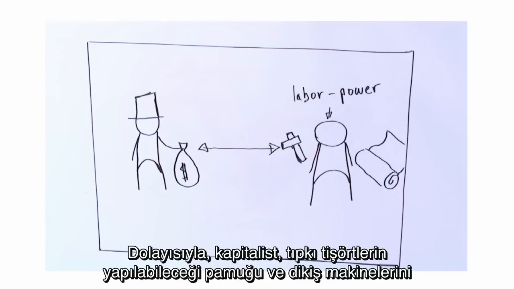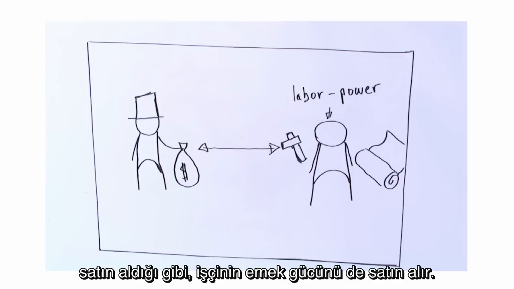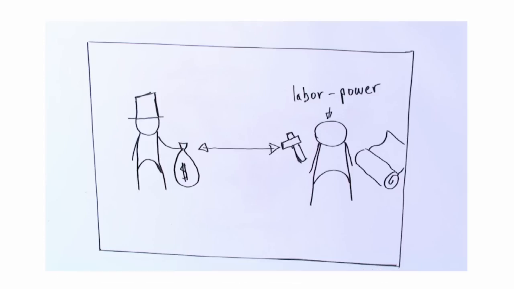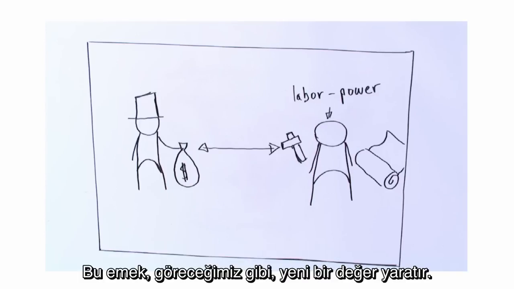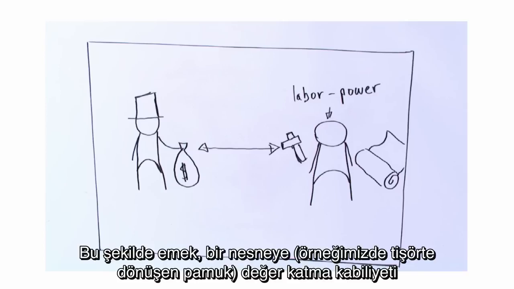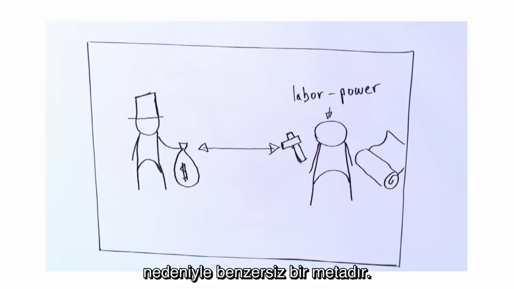So, just like the capitalist buys cotton and sewing machines from which t-shirts can be made, the capitalist also buys the labor power of the worker. This labor power is simply a worker's ability to put in a certain amount of labor in a given time. This labor, as we will see, creates new value. In this way, labor is a unique commodity because of its ability to add value to some object. In our example, the cotton, which becomes a t-shirt.